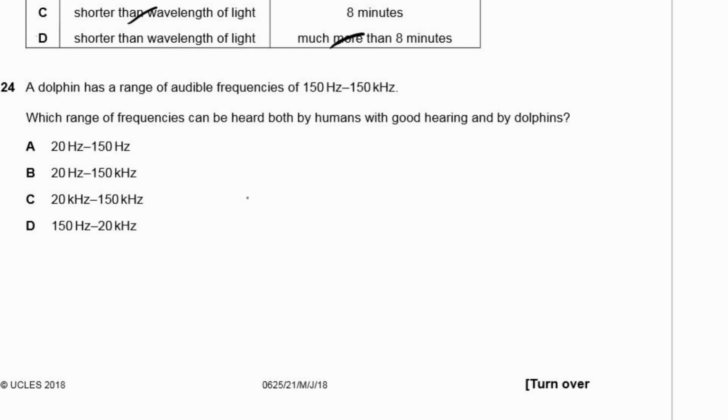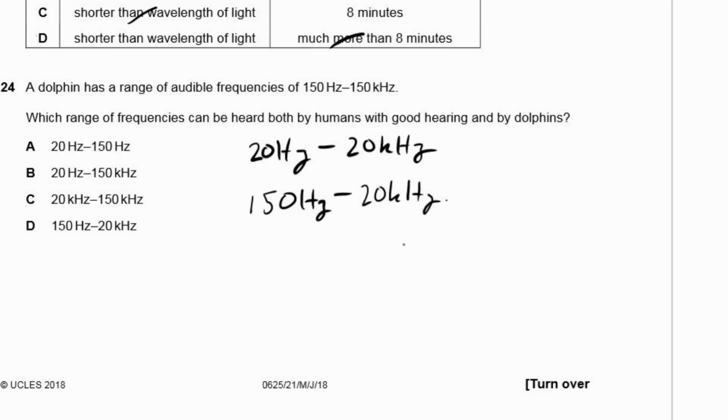24. A dolphin has a range of audible frequencies of 150 Hz to 150 kHz. Which range of frequencies can be heard both by humans with good hearing and by dolphins? Well, humans hear from 20 Hz to 20 kHz. So if I look at the crossover between those two, it's going to be from 150 Hz all the way up to 20 kHz. That's where both species can hear. So that gives us an answer, sorry, of D.